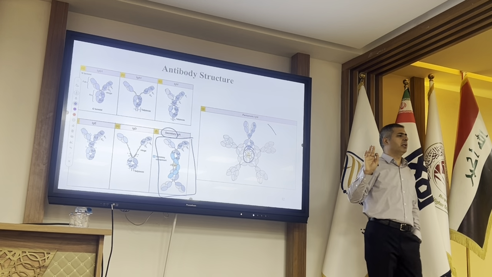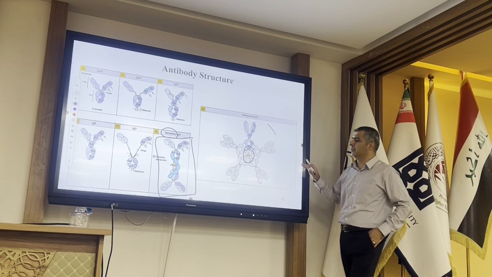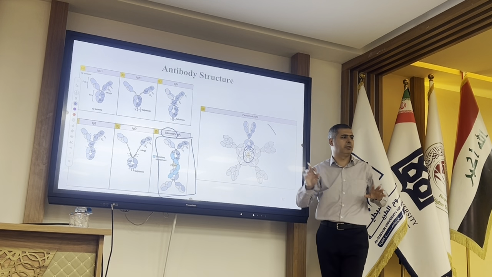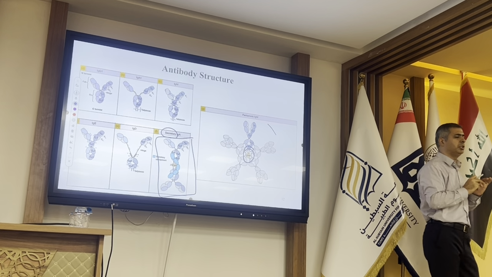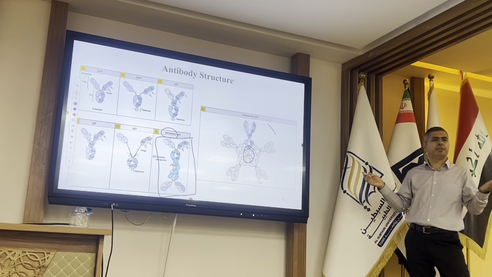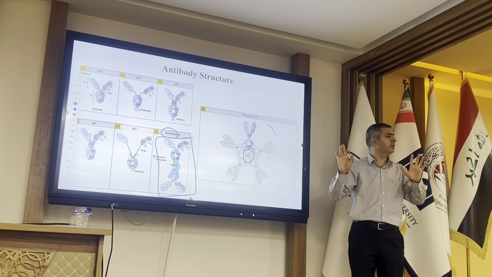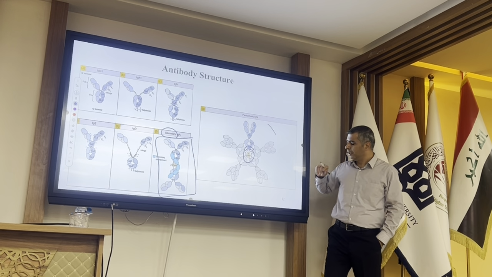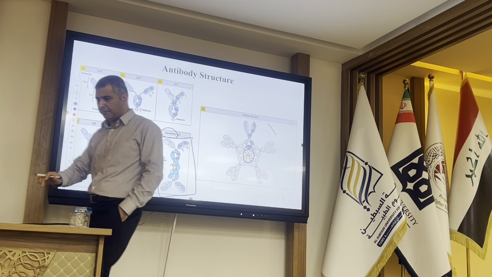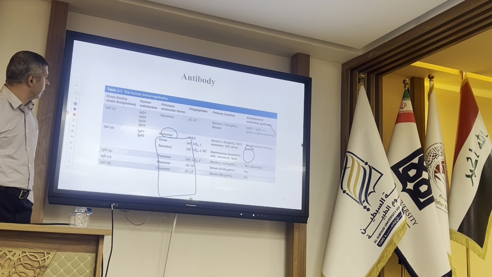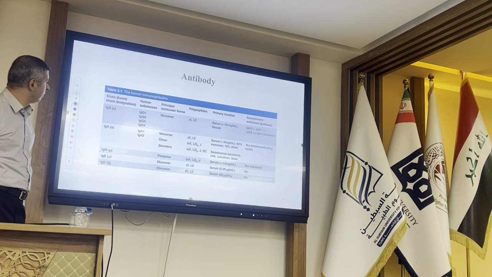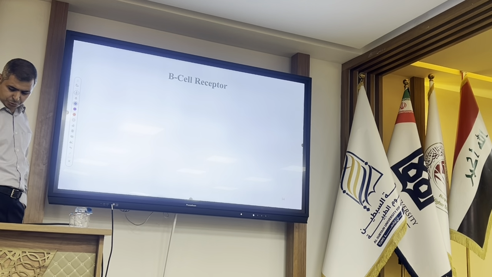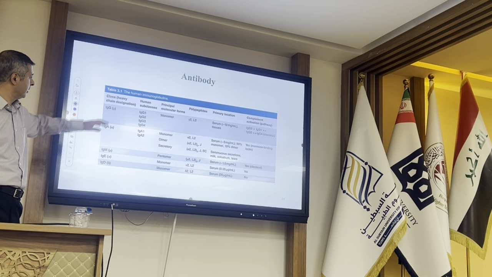So which of the antibodies are heavier than the rest? IgG, IgA, IgM, and IgE. IgM is heavier. It's very important. I'll talk about the function of each class. You do not need to memorize the content of this table.